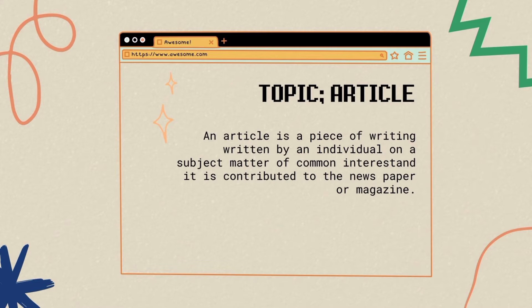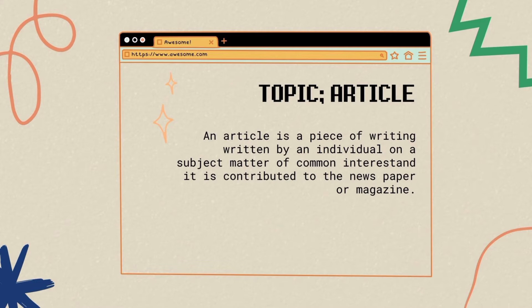It's a piece of writing. Very simple definition: a piece of writing written by an individual on a subject matter of common interest and contributed to a newspaper or a magazine. Simply a piece of writing written by who? An individual. So you can also write an article. Now, how do you write an article?